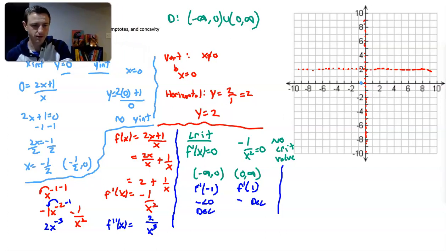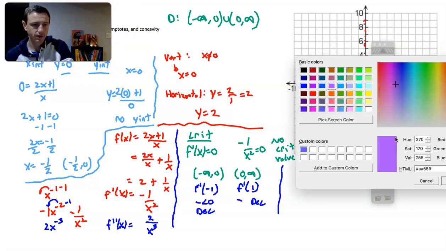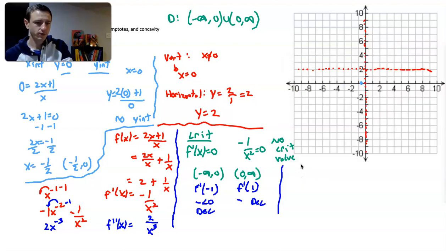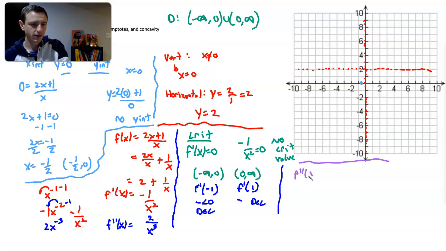Quite a process. Not even out of the woods yet. So now we have to determine if there's any sort of inflection point. So we want to take our second derivative, set it equal to 0. Our second derivative came out to be 2 over x to the third equal to 0. Same thing happens as with the critical value, so no inflection points.